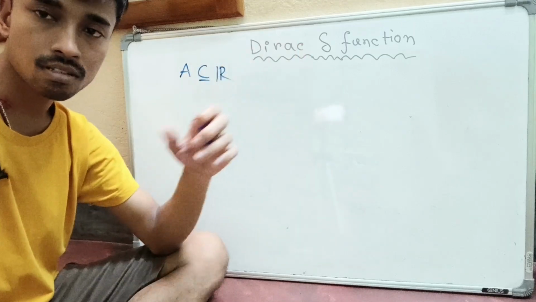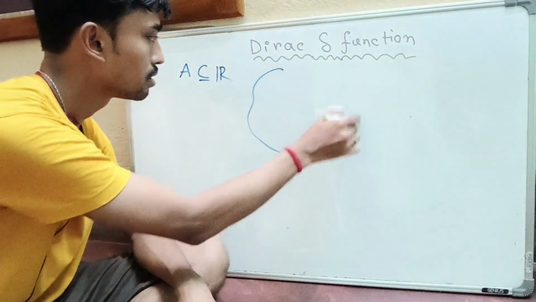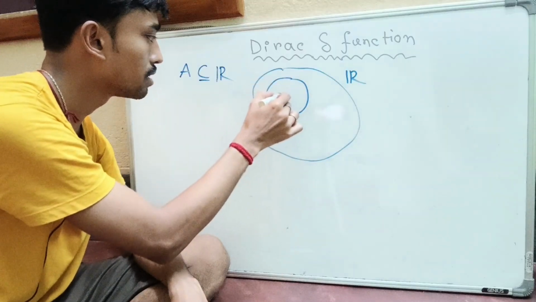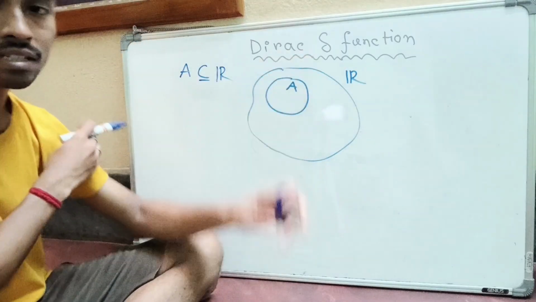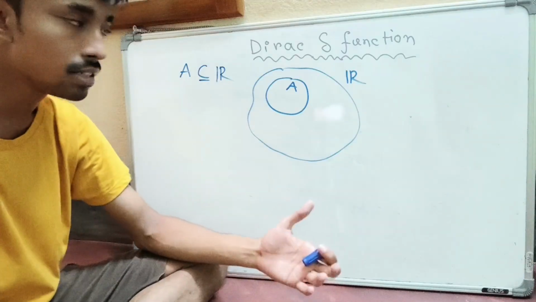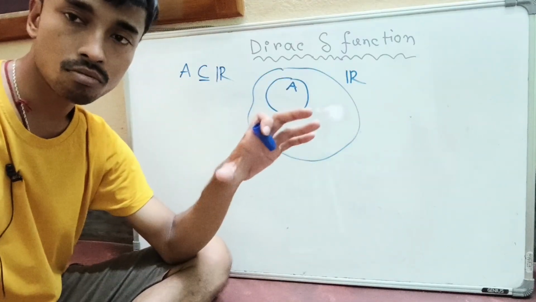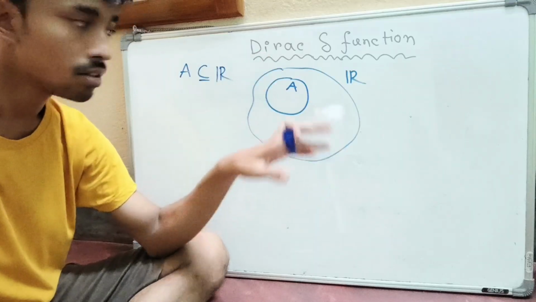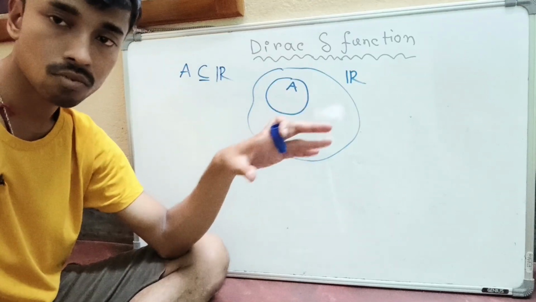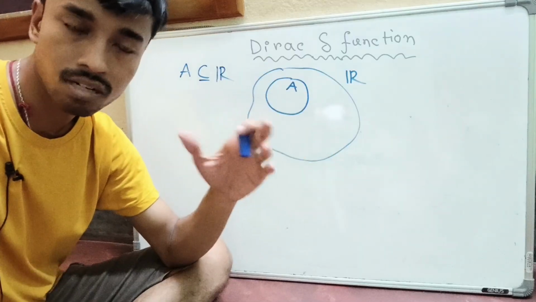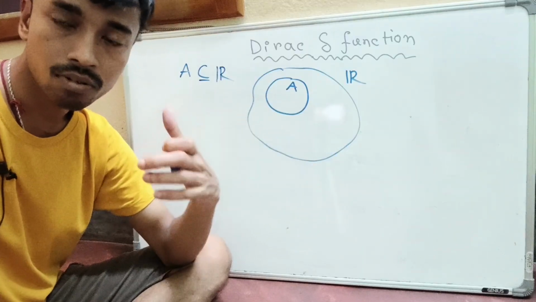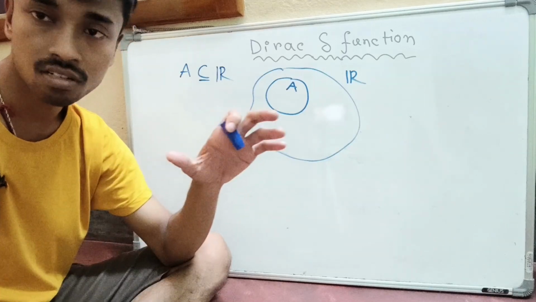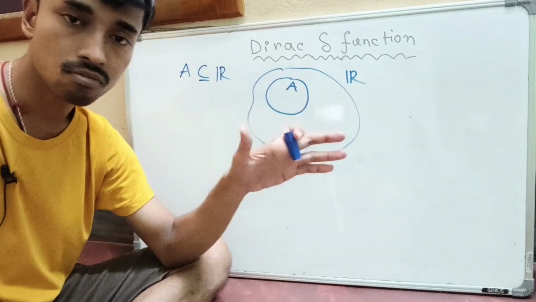So now, what is the Dirac delta function? You see that this is the whole R, and there is a set A. The Dirac delta function works in a certain way: if you define a function over R, it will only concentrate on A, not on R. So if you imagine there is a function and you want to cut it down, or extract it from a certain domain or set, this function is pretty helpful for you.